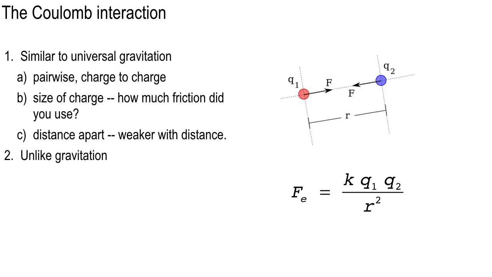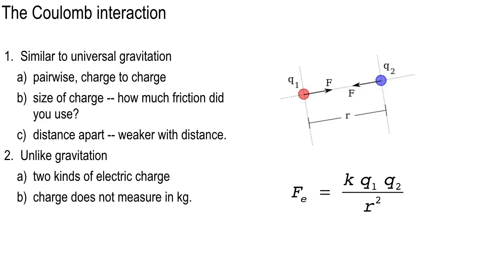Now he figured all that out. He figured out, whoa, another inverse R squared force. But it's different because there are two kinds of electric charge. The only kind of force you get with universal gravitation is attraction. You don't get any repulsive gravitation unless you're in a Hollywood movie.